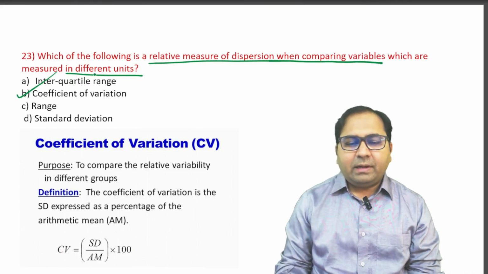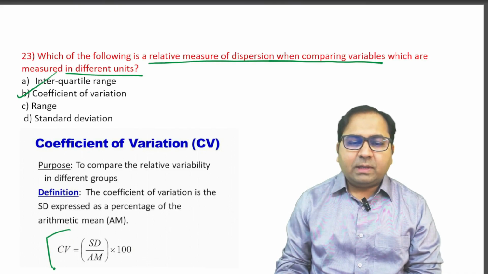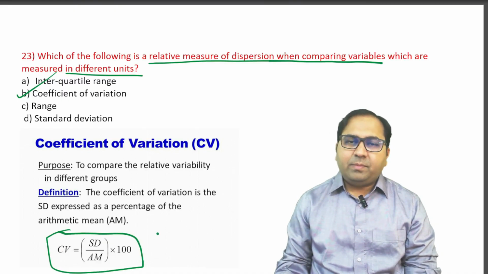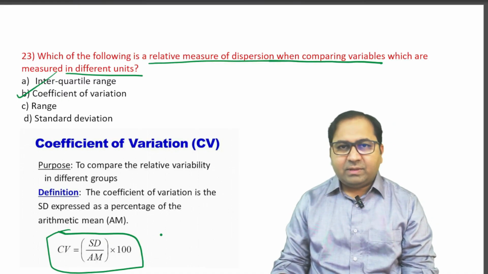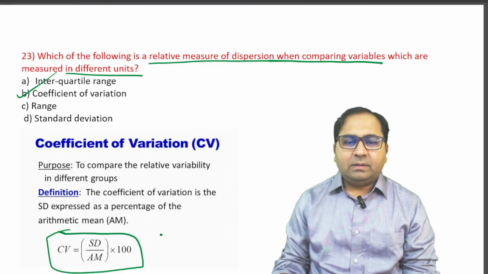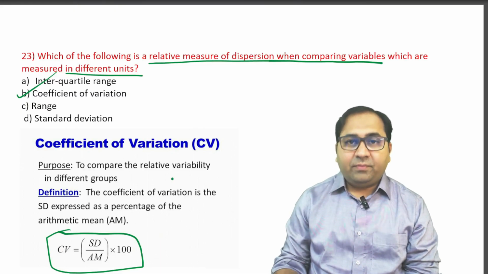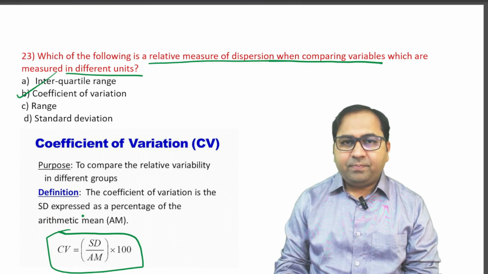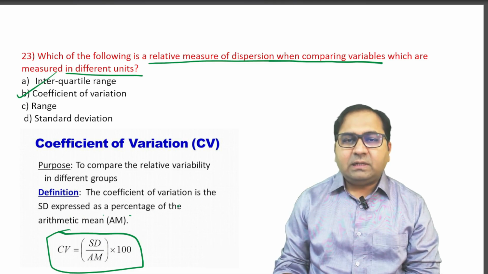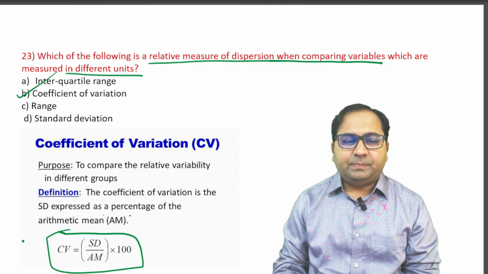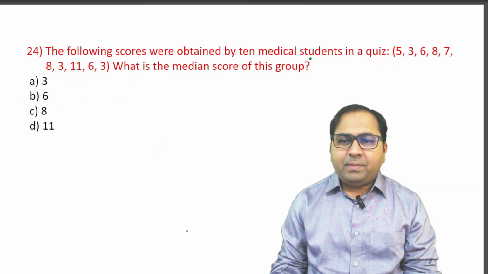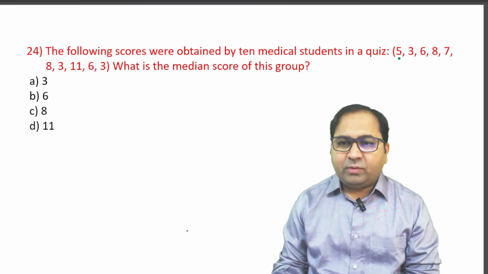And how do you calculate it? It is calculated by this formula. CV is equal to SD by AM into 100. That is standard deviation by arithmetic mean into 100. We have seen previously, a question also we have solved. Okay. Now the definition is important. See the definition. The coefficient of variation is the standard deviation expressed as a percentage of the arithmetic mean is the definition.